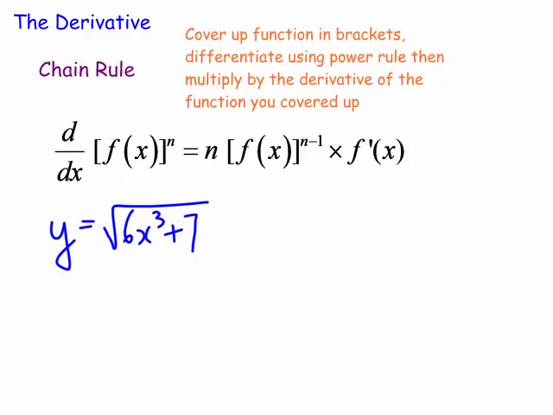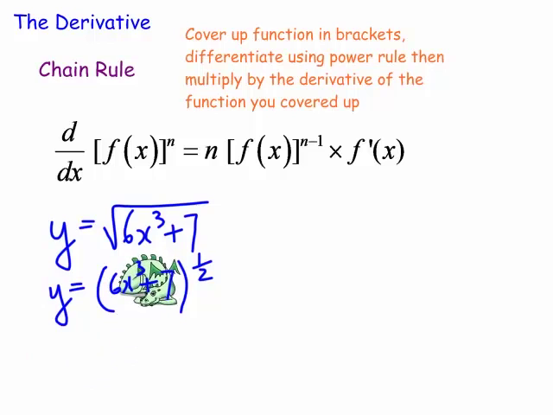First of all, we'd write it as y is equal to 6x cubed plus 7 to the power of half. Now, where was that dragon? Let's grab the dragon and cover up this particular function, so we differentiate around that. Let's write that over here. So y dash, or the derivative of the function, dy dx, another notation for it, is a half.